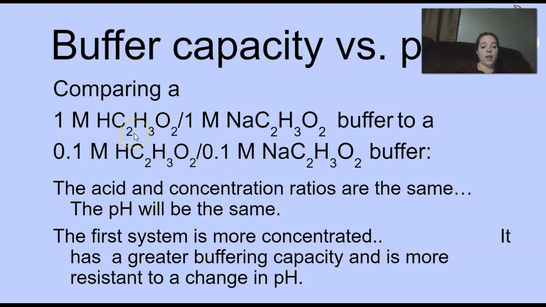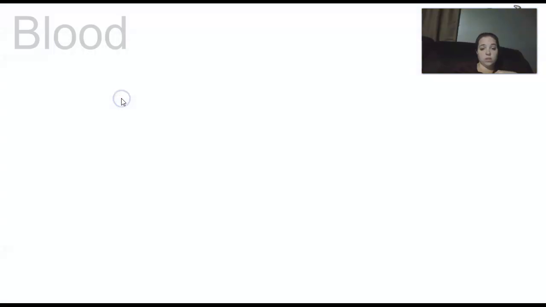Okay? Versus pH. So comparing a 1 molar acetic acid and 1 molar sodium acetate buffer to a more dilute acetic acid and sodium acetate buffer, the acid and base concentration ratios are the same, so the pH would be the same. The first system is more concentrated, has a greater buffering capacity, and is more resistant to change. The higher the molarity, the better the resistance.